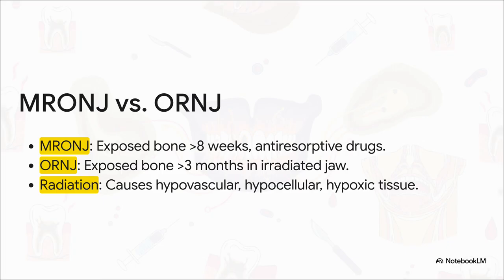And why does ORNJ happen? Because radiation causes the 3 H's. The tissue becomes hypovascular, hypocellular, and hypoxic. The bone simply becomes way too weak to heal itself.